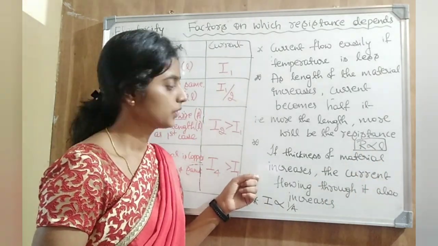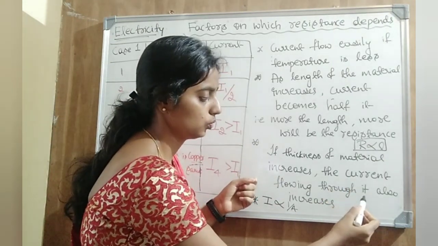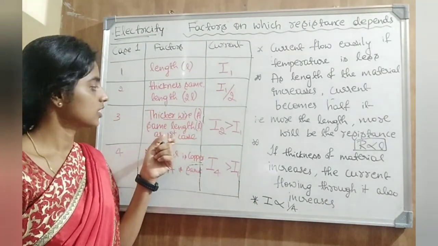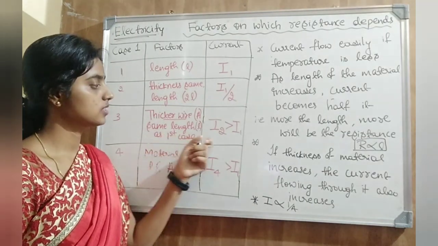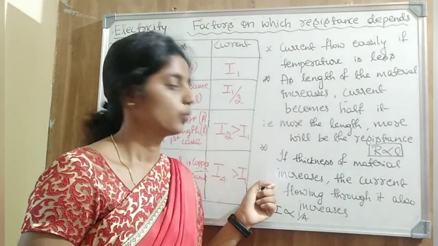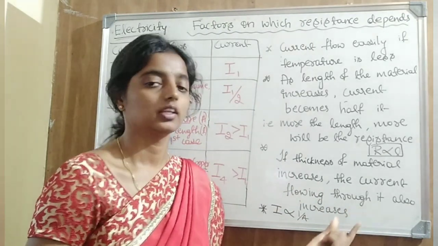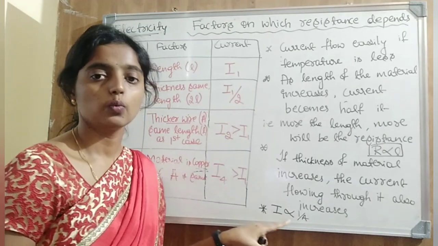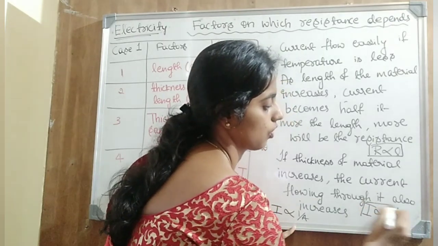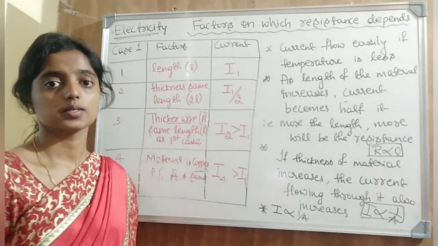And the next point is, if the thickness of the material increases, the current flowing through it also increases. Look here, when we increase the size of the material, what happens? We got more current than the first case. So it suggests that when the thickness of the material increases, the current flow in it also increases. And one more point is, resistance is inversely proportional to area of cross section, which we can observe through the second and third cases.